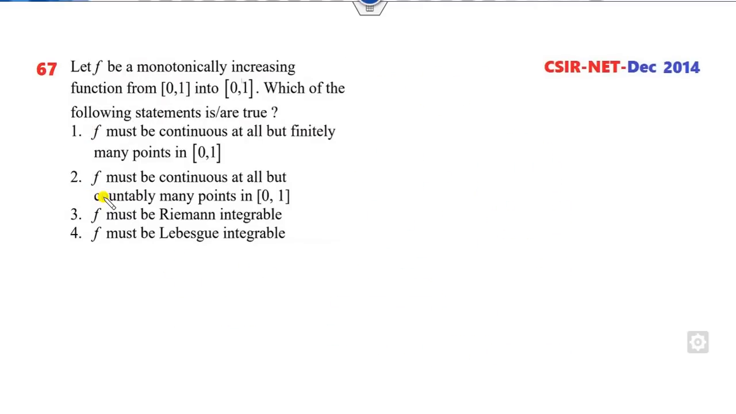Okay, f is a monotonically increasing function. Then which of the following is satisfied? So f dash is greater than or equal to 0. This is given to you. Then which of the following is here? F is a continuous monotonically increasing function from 0, 1 to 0, 1. I think that's again very simple.